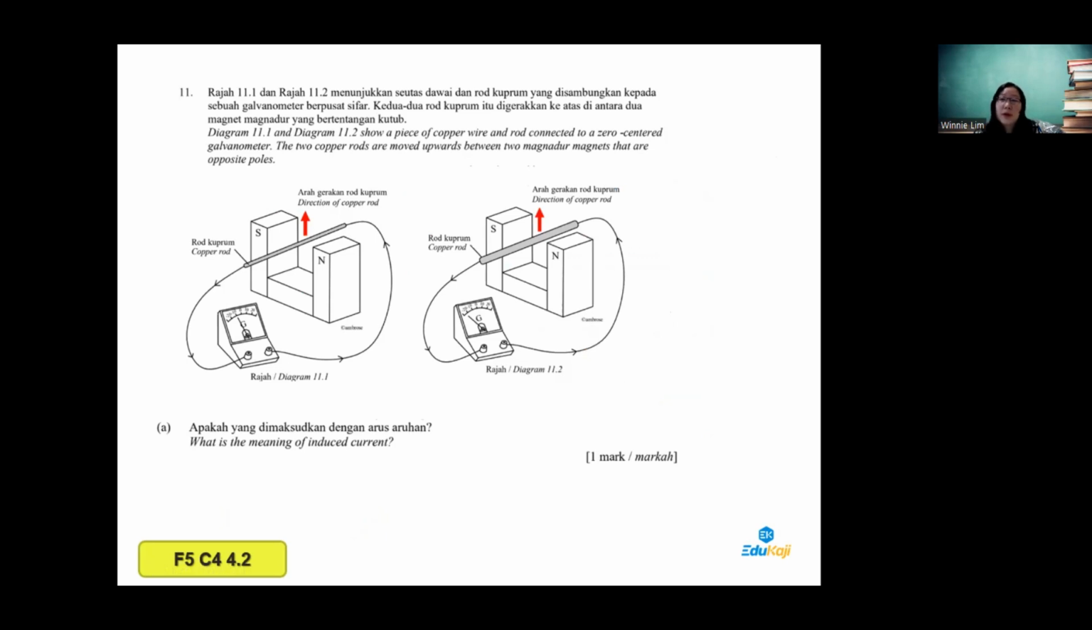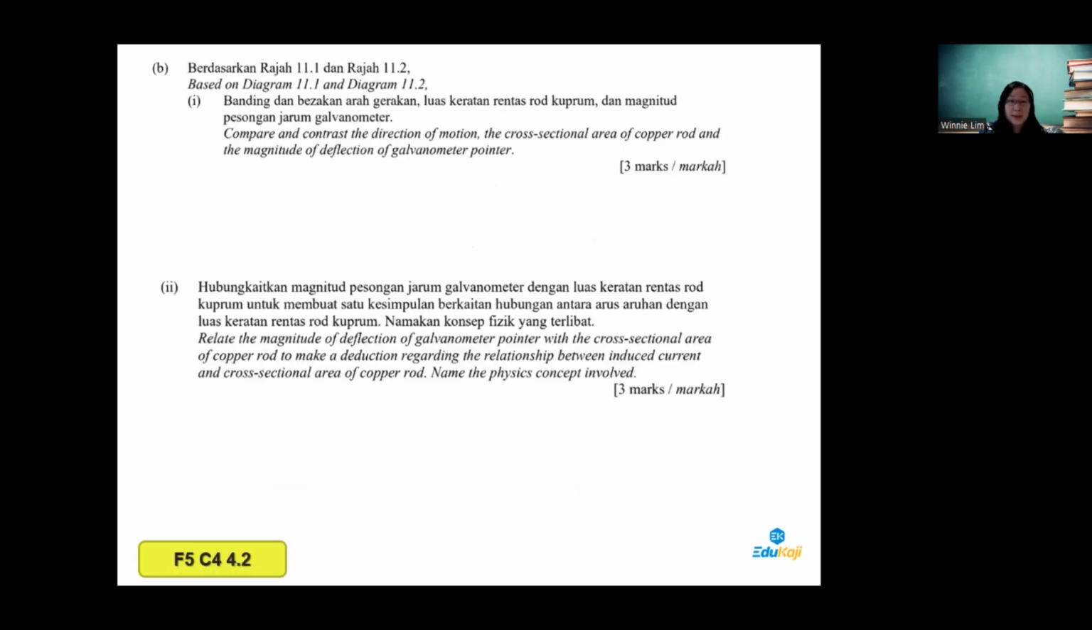So what is the meaning of induced current? Induced current is the current produced when the conductor cuts the magnetic flux, okay? Current produced when conductor cuts magnetic flux. So this is under the idea of electromagnetic induction in the electromagnetism topic.